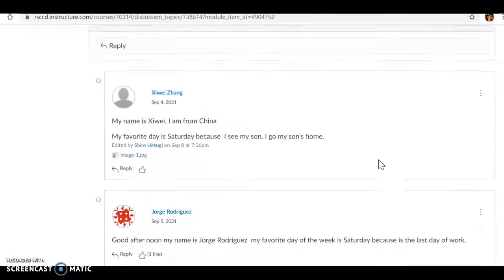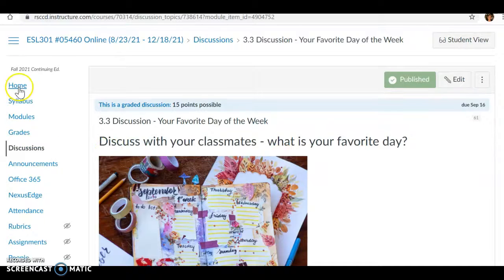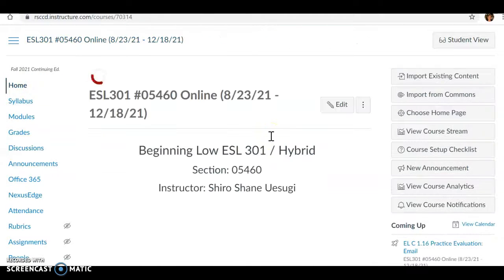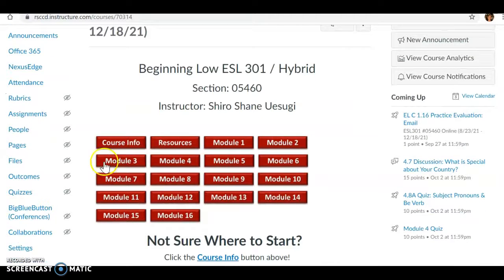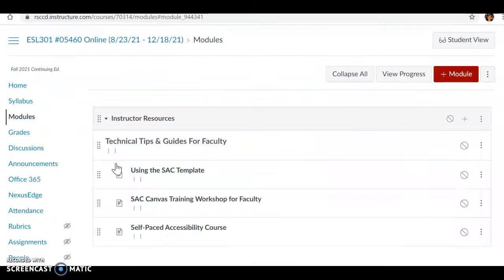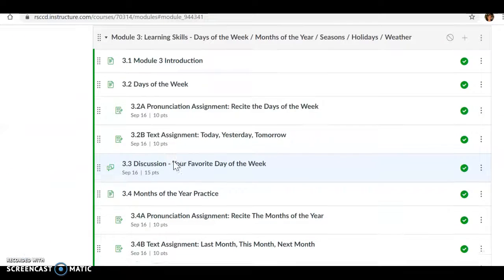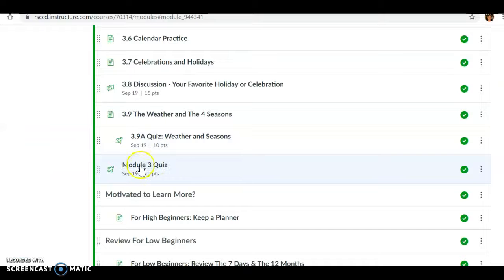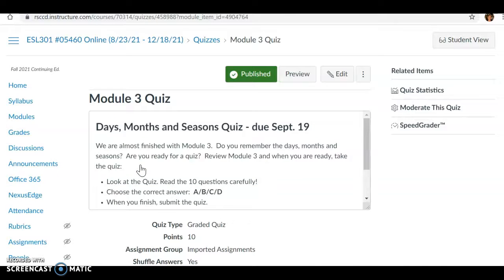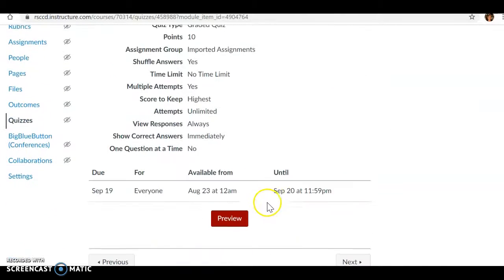After this, they go to the end of the lesson, and in Module 3 at the end, they have to take a quiz. So in my Module 3 quiz, I bring back the days of the week, and they have to practice the spelling and pronunciation and organization.